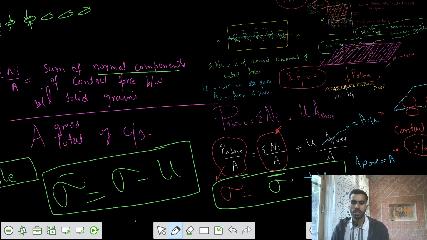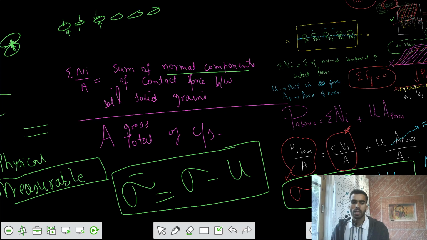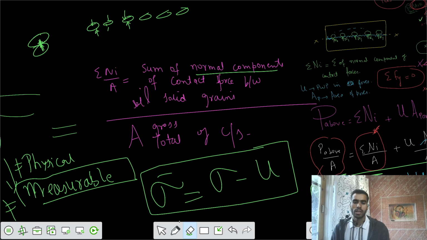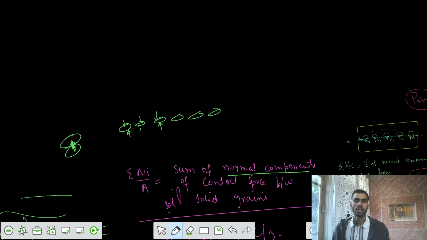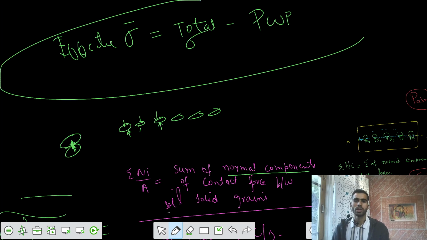That is, the total stress is actually effective stress plus pore water pressure, and that means your effective stress can be calculated by that summation. That is sigma minus u, total stress minus pore water pressure. So that's one more definition we can write: effective stress is actually total stress minus pore water pressure.